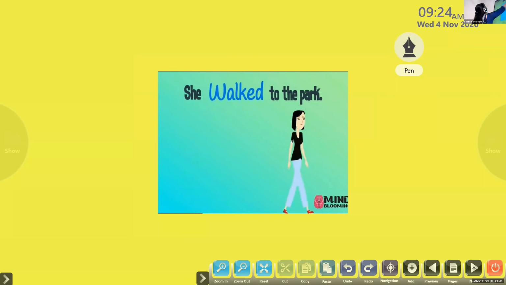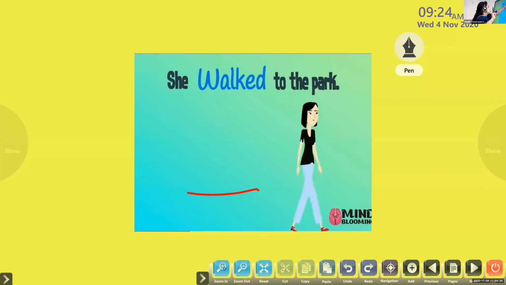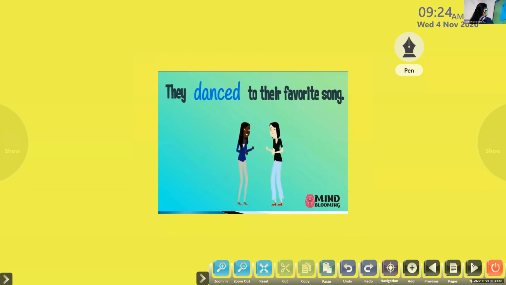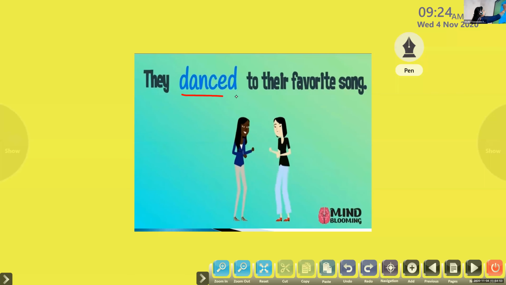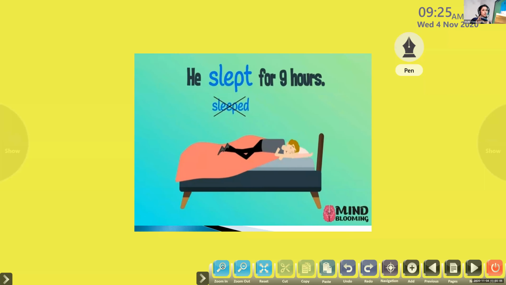Okay, children. For example, all of you please do look at the examples here. She walked to the park. Here we added ed to the verb walk to show that it is in the past tense. Okay, look at this verb, danced. They danced to their favorite song. So we have added ed to the verb dance in order to show that the verb is in the past tense. Okay, so here, as I've already told you, this rule is not applicable for all the words.